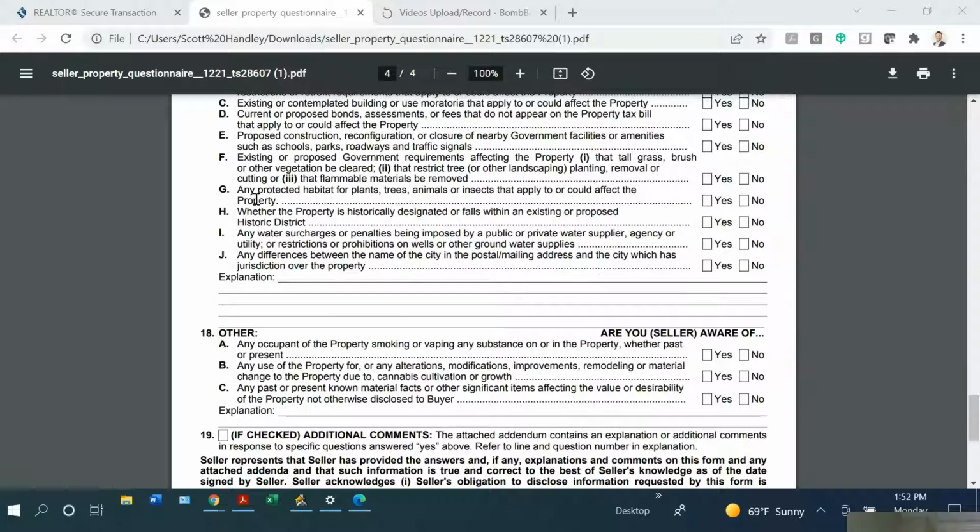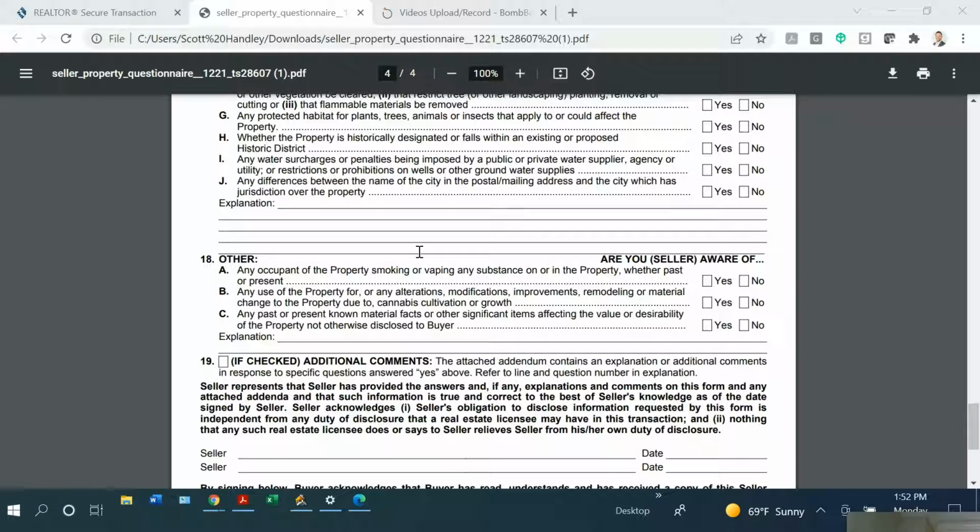And lastly, 17J, any differences between the name of the city in the postal mailing address and the city which has jurisdiction over the property. Okay, don't see that quite often, so most of the time that's no. So we're getting down to the end of this, guys.